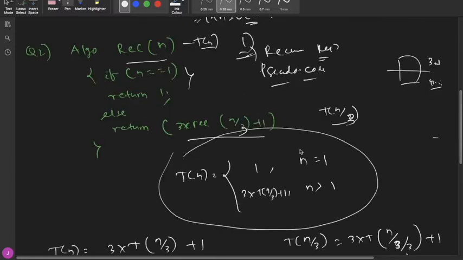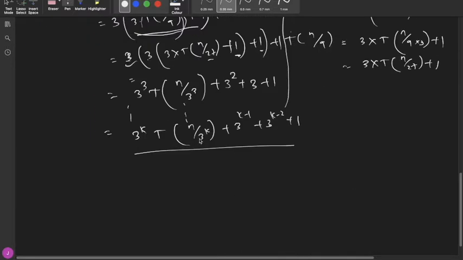Now I have to go for the base condition. When n equals 1, we are getting 1. So this is the base condition, and now I have to apply it. When this term becomes 1, it will return 1. So I will compare this term with 1. n/3^k must become 1. Only then does this sequence stop, because that is the base condition. So from this I can get n equals 3 power k.